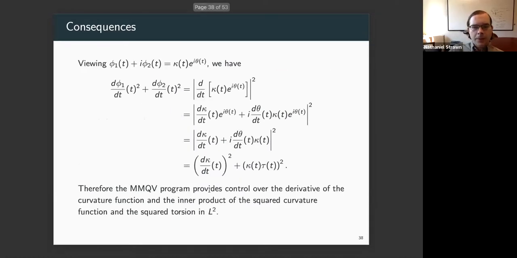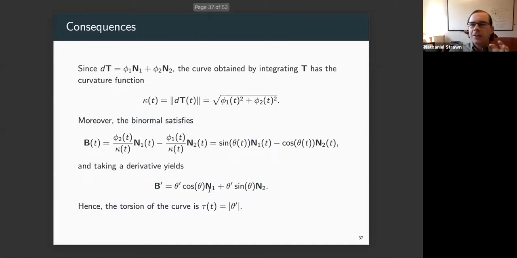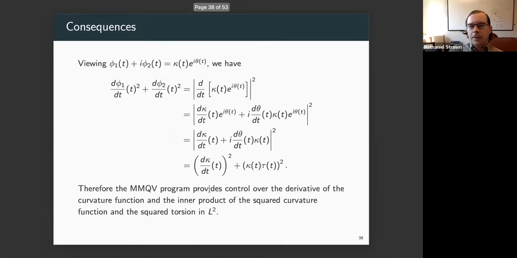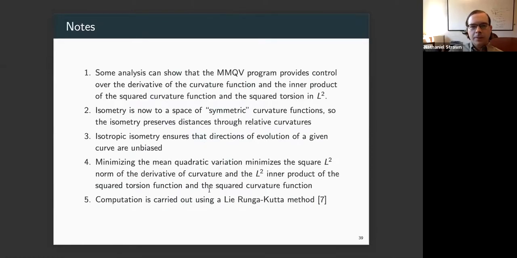I won't go through all the consequences of it, but there are some things that you can say. The properties of the optimal 3D Andrews plot do say something about the relationship between curvature and torsion of this map. But in general, it's going to be a little bit different. Computation is actually pretty efficient. You can use what's called a Lie-Runge-Kutta method to solve these systems pretty efficiently.